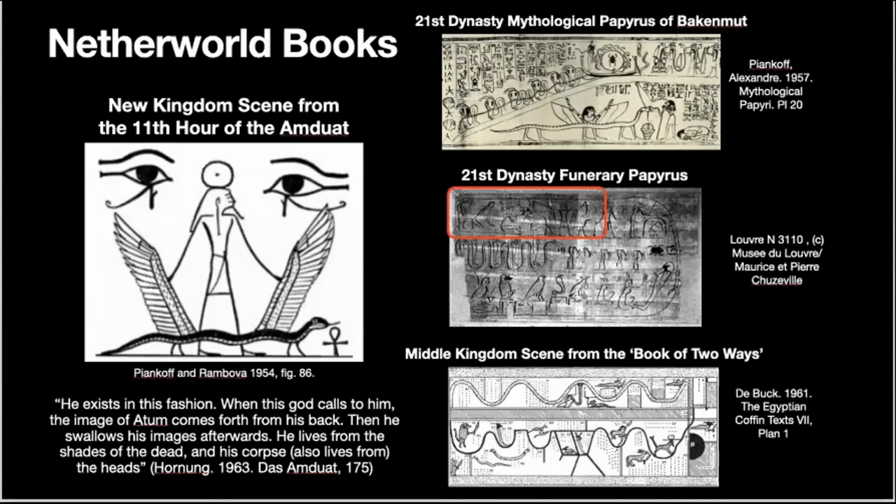So on the whole, this being tends to come from the 11th hour of the Amduat, and the text surrounding the scene can be seen on the slide. So it reads, he, the snake, that is, exists in this fashion. When the god calls to him, the image of Atum comes forth from his back.